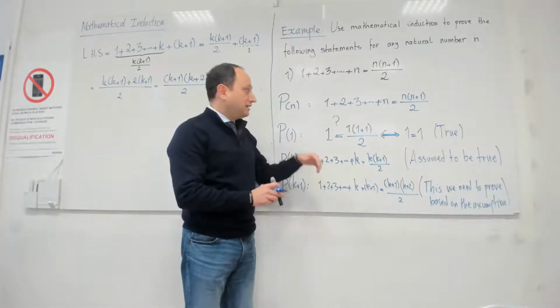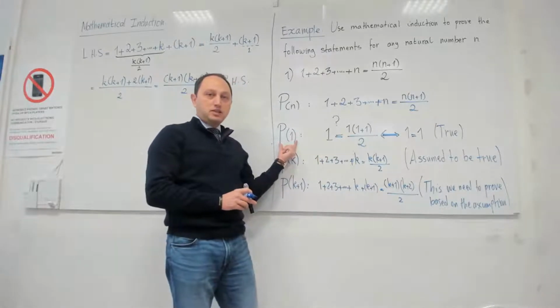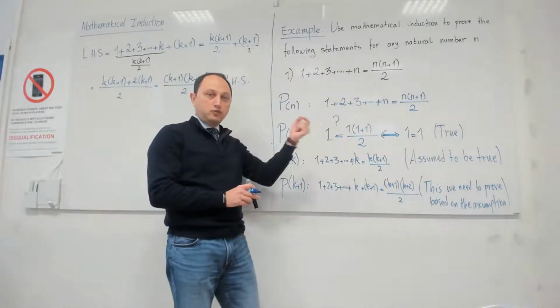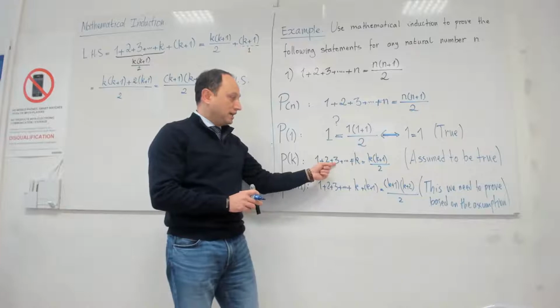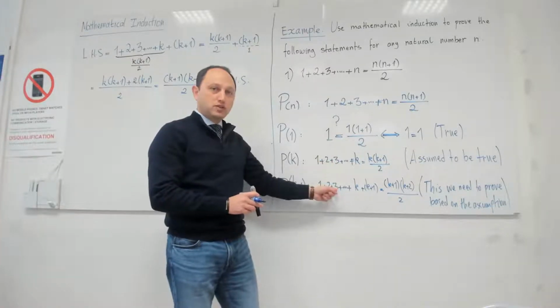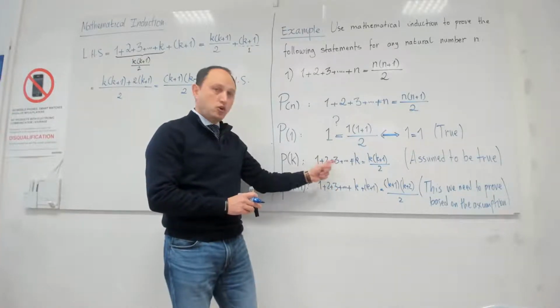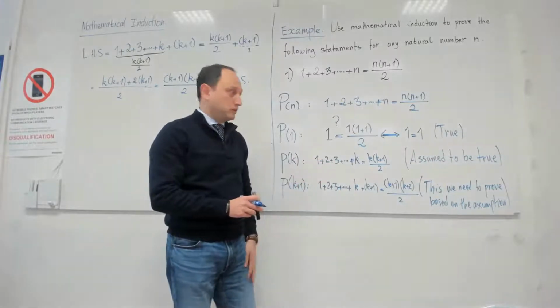Okay? And then because I have this base, it means that I know one is true, and I showed that from each step, I can go to the next step. This is what I am showing here. It's not a circular argument, okay?